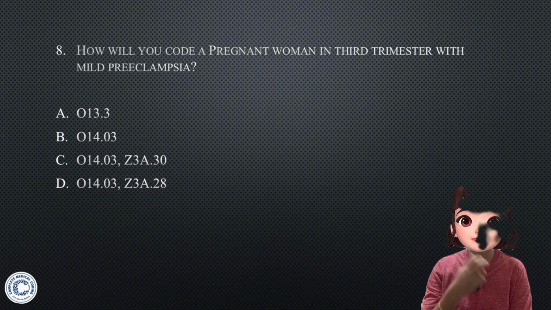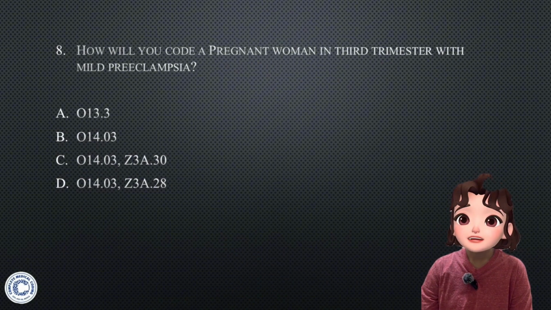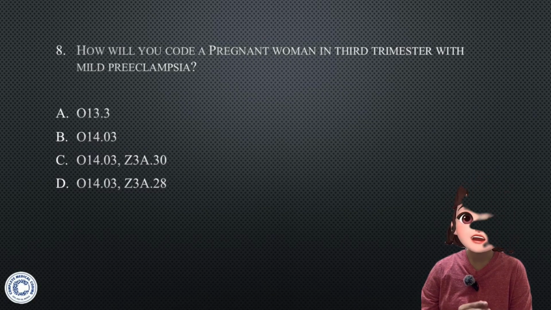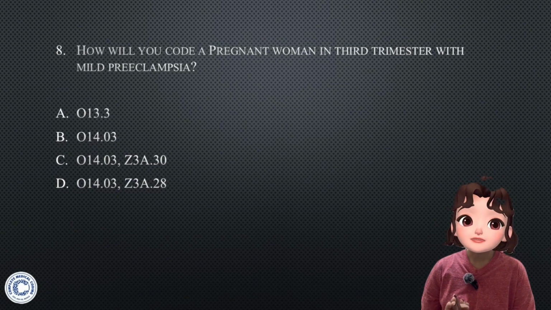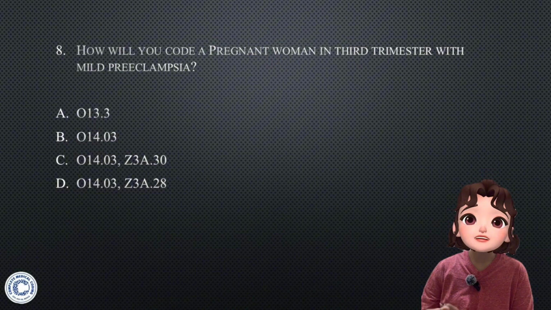Now, eighth question. How will you code a pregnant woman in third trimester with mild preeclampsia? So third trimester pregnancy with mild preeclampsia. Okay. So you always know, as I had mentioned before, that pregnancy codes always start with O code. You have to always mark the O code as the primary code. And if there are other complications or something else, like gestational weeks, you have to code it secondary.